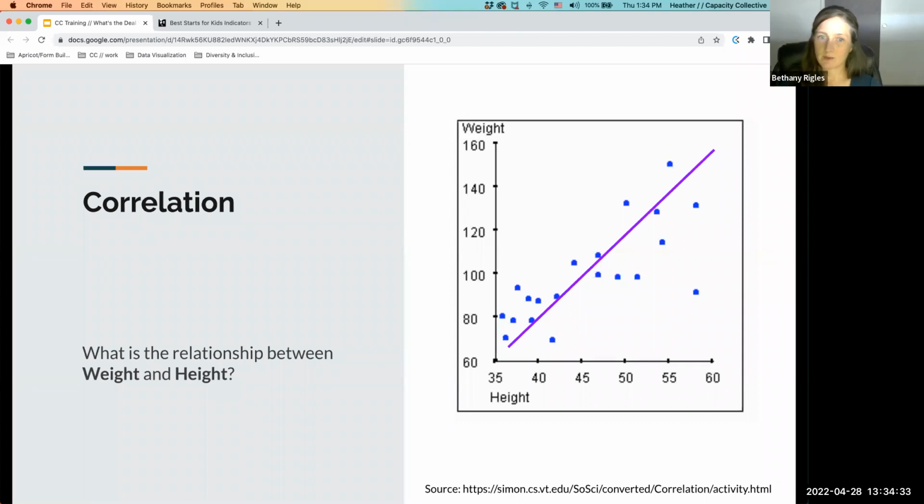Exactly. So yes, we can see not everything falls exactly on this line, but that you're generally trending up. As you increase in height, your weight also increases. Great.